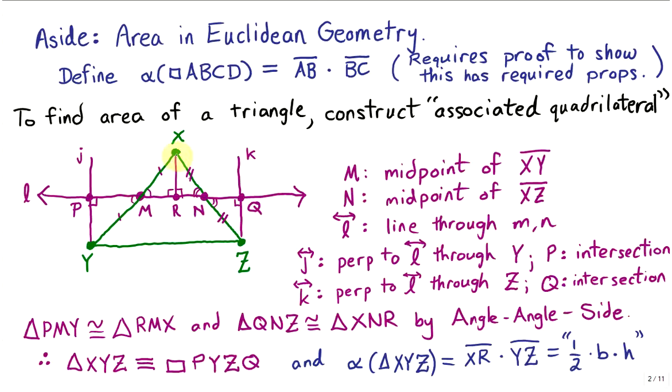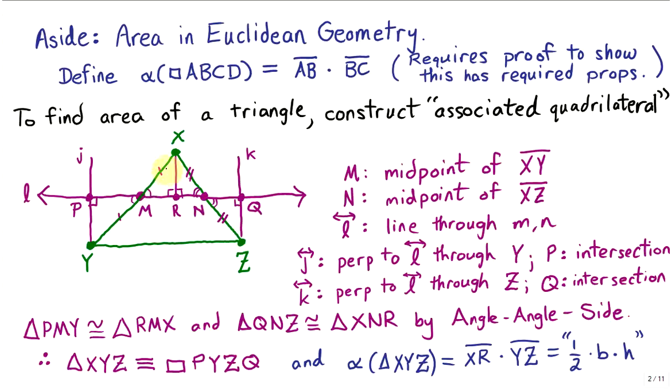Similarly, we have some congruent triangles RNX and QNZ, again by angle side. They both have a right angle, they have these corresponding vertical angles, and this midpoint N gives us two equal sides of the triangles.